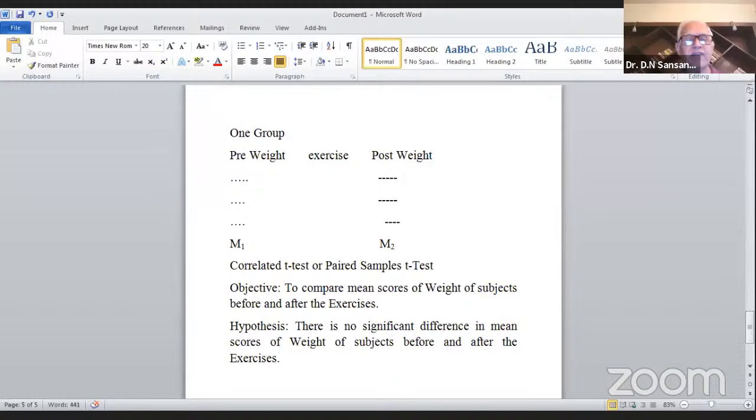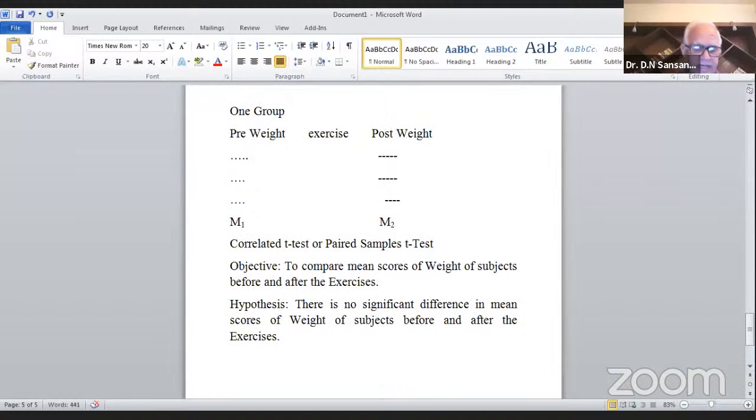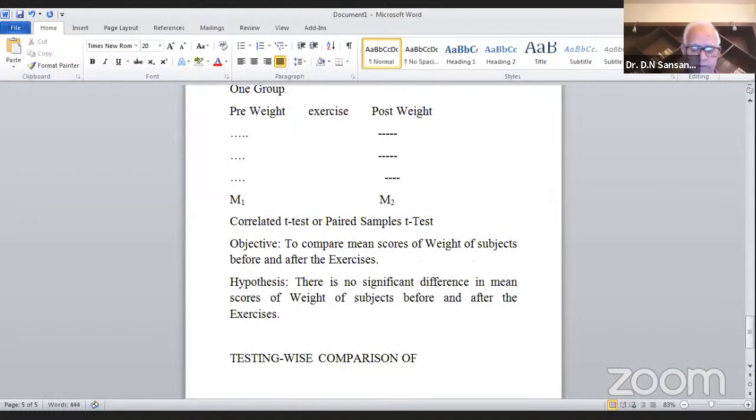All right. So therefore, now, as I wrote the caption heading for the first objective, I am writing the caption heading for the second objective. Okay. And here it is testing wise. Why testing wise? Because I have pre-test and post-test. So I say testing wise comparison of mean scores of weight of subjects or students, whatever you like. You have said students, okay. So we can say students.